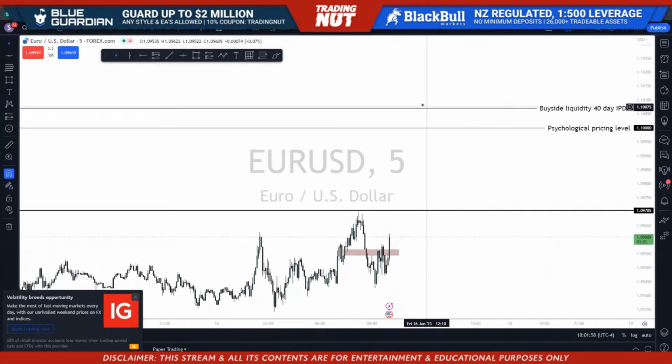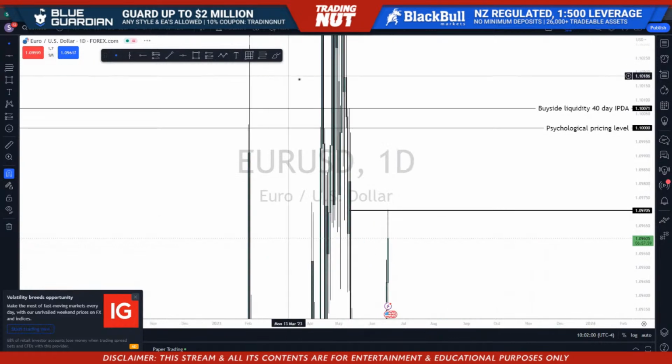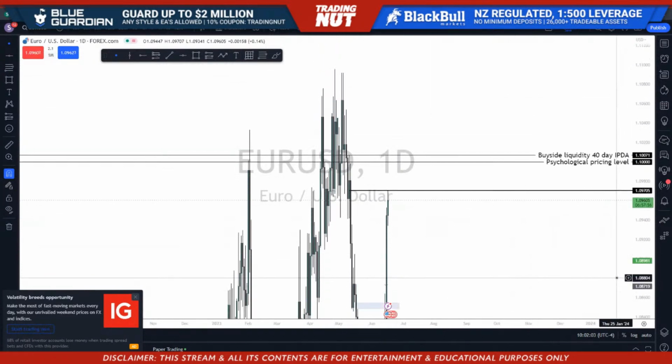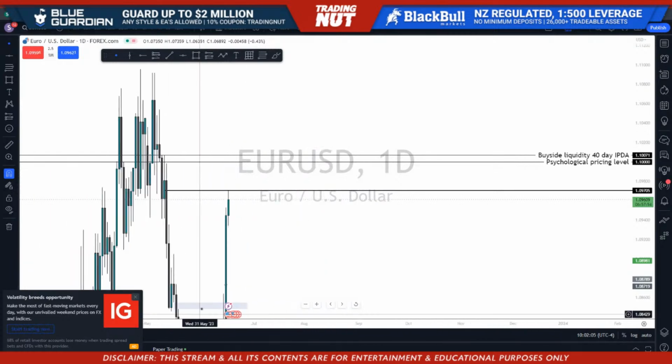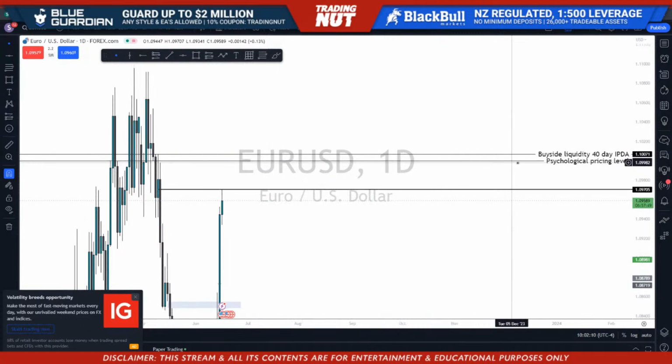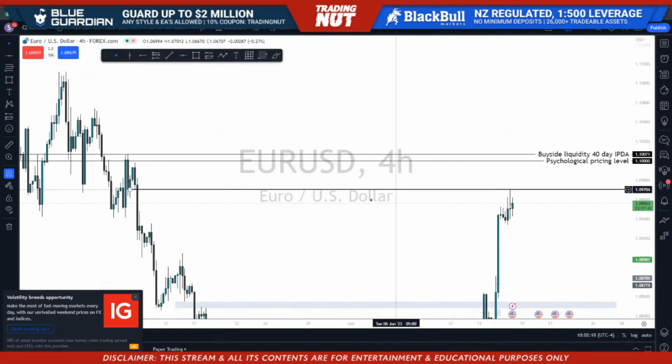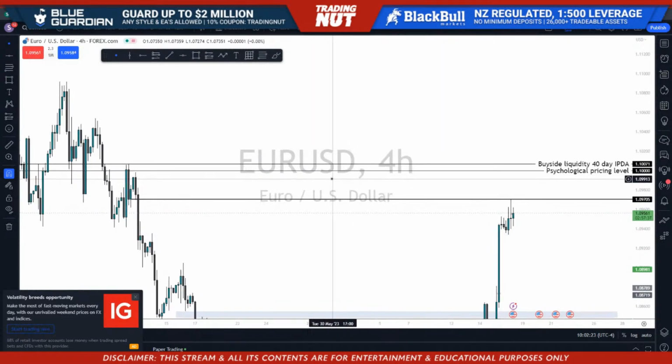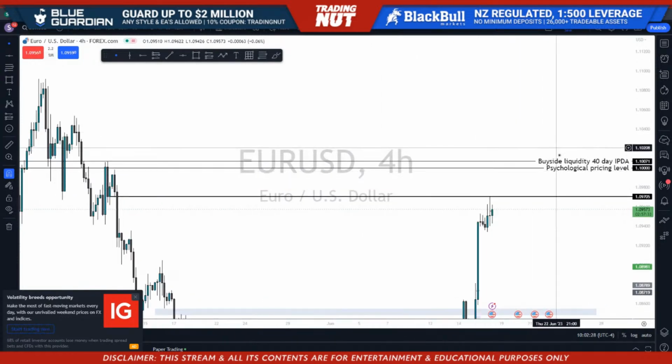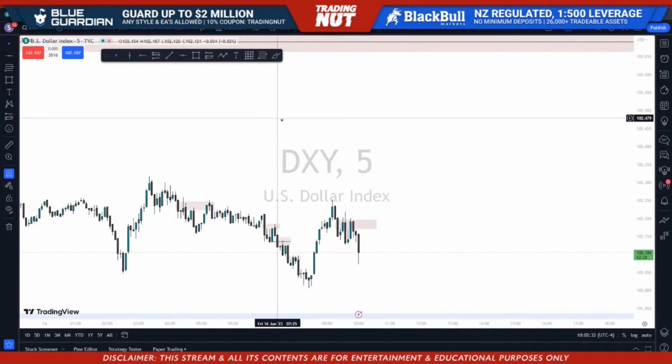Current targets for the euro dollar is this 40-day IPDA buy side liquidity, which is basically these highs here, as well as a psychological pricing level of 1.1. These are two price targets I'd be expecting price to reach into. Tapped into this order block earlier, rejected from it. Before the end of today, I'd expect some sort of urgency. These two levels I have marked up. Let's see here.